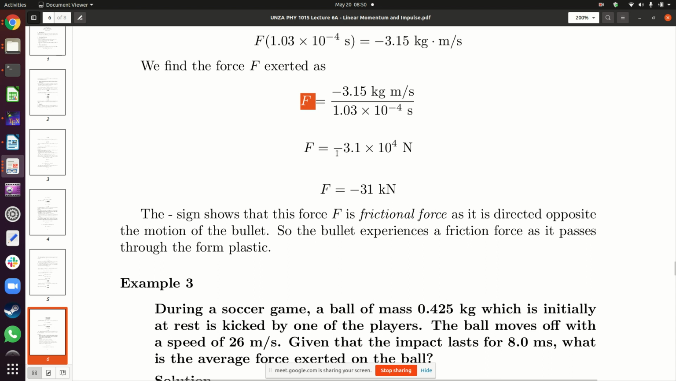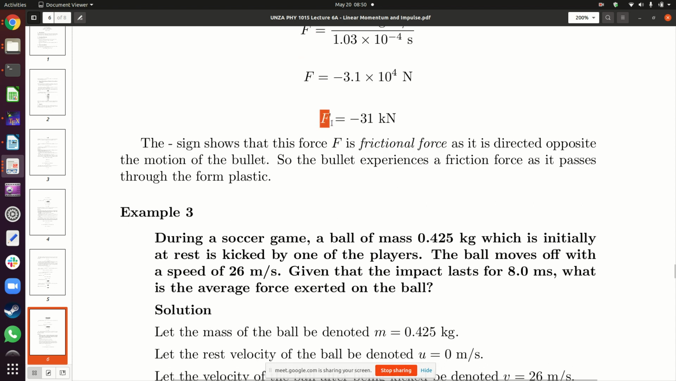You end up having a force equal to minus 3.1 times 10 to the power 4, which gives you a force equal to negative 31 kilonewtons. Again, our force, as you can see, is negative. This tells you that as the bullet is passing through the plastic, it's not smooth sailing. The bullet is being opposed. The motion of the bullet through the plastic is being opposed by friction. So there is friction as the bullet is passing through the plastic, and this is the size of the friction which is present. Any questions?